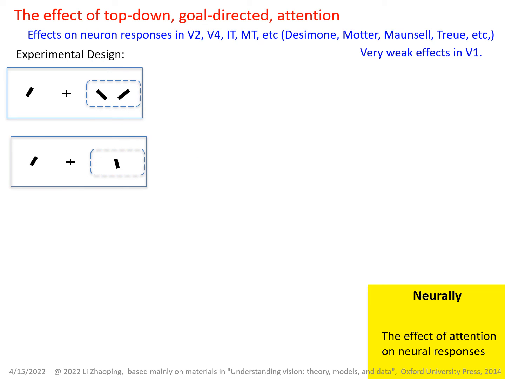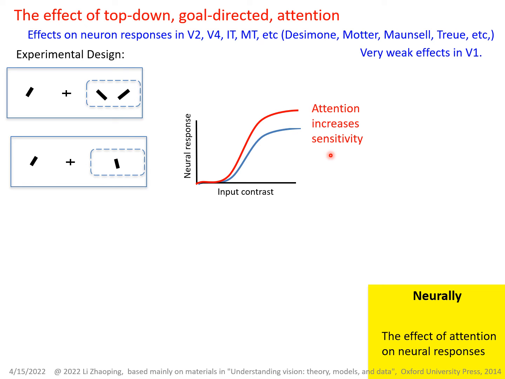Another experimental design is to have only one item within the receptive field and examine the attentional effects. In more detail, let's say this is the response property of one neuron. Its response increases with the input strength within the receptive field. If attention is directed towards this receptive field, you can see typically an increase in the response. So the blue curve becomes the red curve. That means attention increases the sensitivity of this neuron.